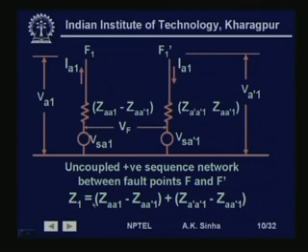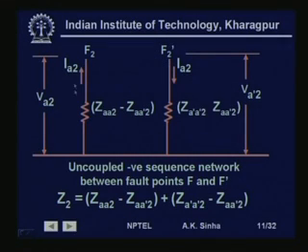So, we get Z1 as ZA1 minus ZA'1 plus, that is this impedance, plus this impedance, ZA'1 minus ZA'1. So, this is what we will get as the total positive sequence impedance for this network. Similarly, we can get the uncoupled negative sequence network between point F and F' for the system. In the same way, the impedance in this case will be ZA2 minus ZA'2 and ZA'2 minus ZA'2.